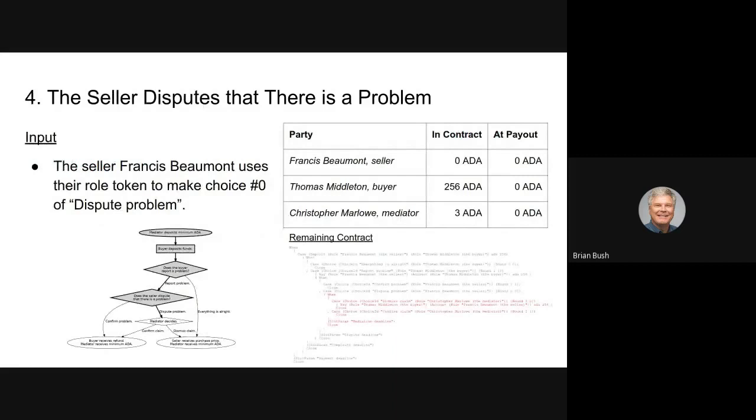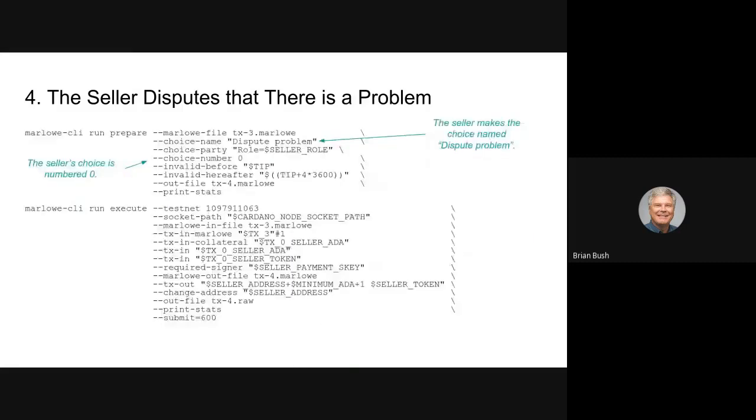Transaction 4 is the seller disputing that there's a problem. So Francis Beaumont is making a choice here. This is another decision diamond and another path through the contract. Their declaration that they're disputing doesn't actually change the disposition of funds in the contract. It's just notifying the contract to move along. So the contract peels away more of itself, and you just have this little red part left. And the transaction is very similar to the third transaction. Here it's now the seller that's the party making the choice. They're making choice number 0, and they're just saying dispute problem.